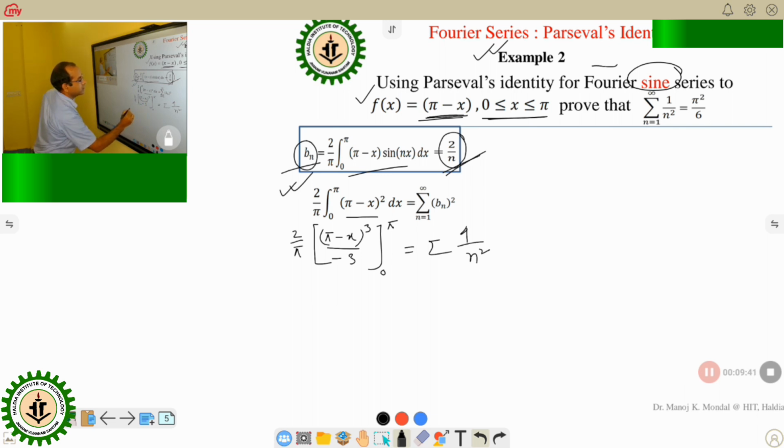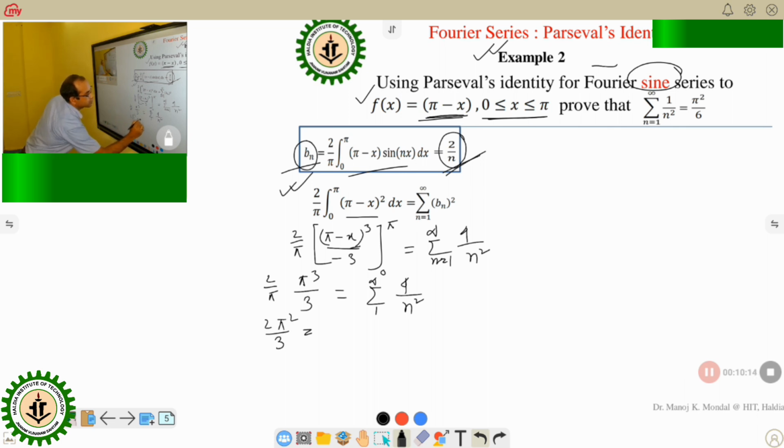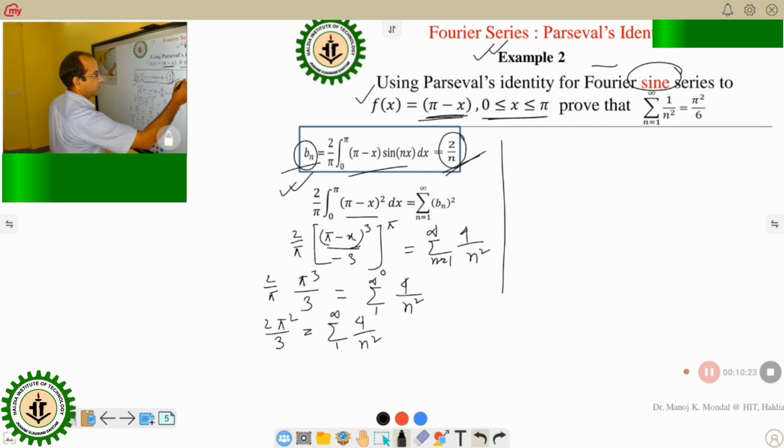So now if we put here the limits, 2 by pi, yes, for the upper limit its value becomes 0, for the lower limit minus, that means pi cube by 3. This is only for the lower limit, and the right hand side will be equal to summation 4 by n square. Obviously here it will always be n from 1 to infinity. So that means 2 pi square by 3 is equal to summation n from 1 to infinity of 4 by n square.